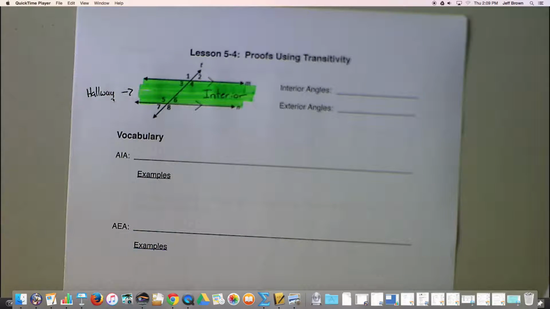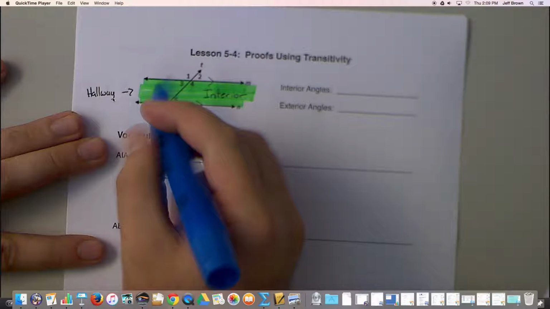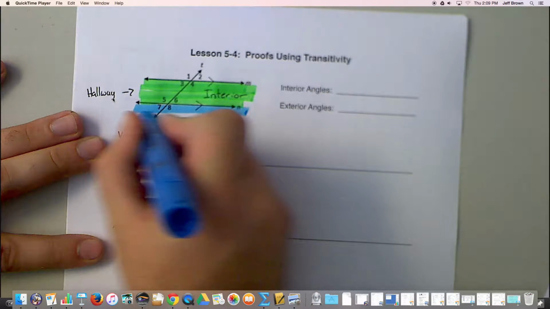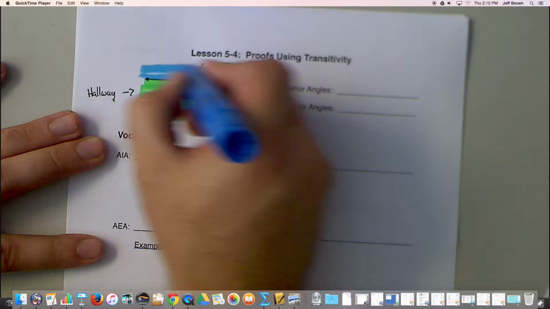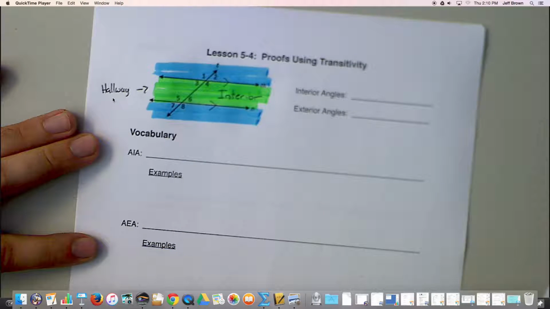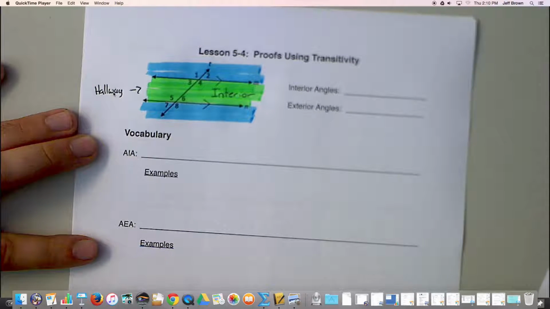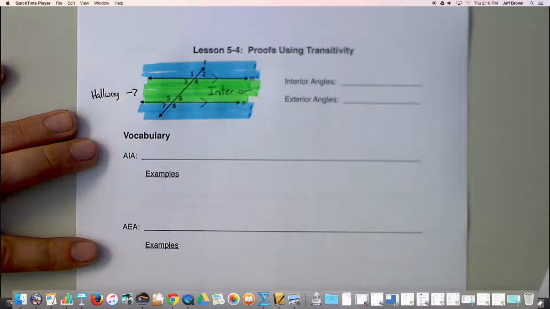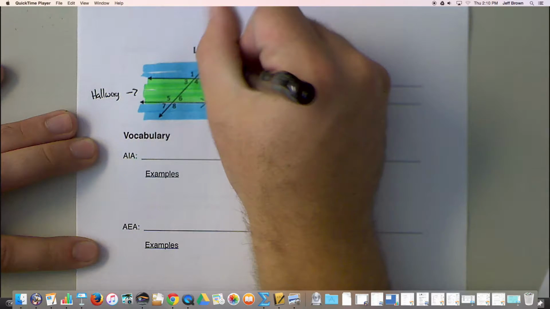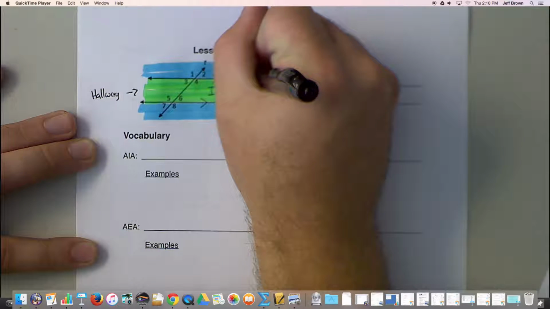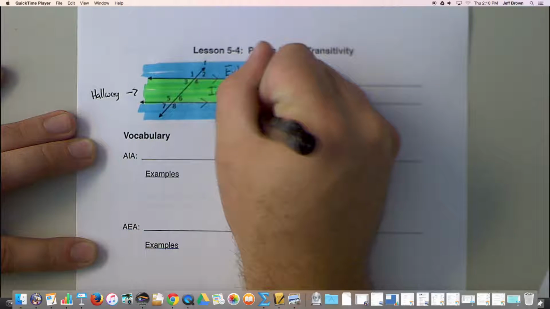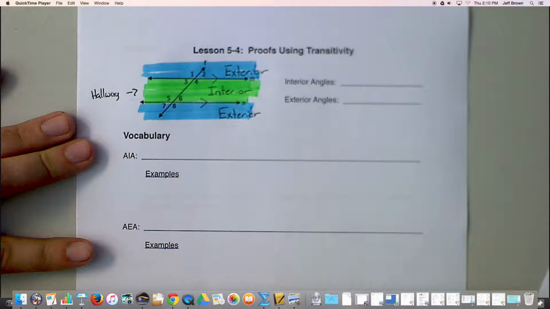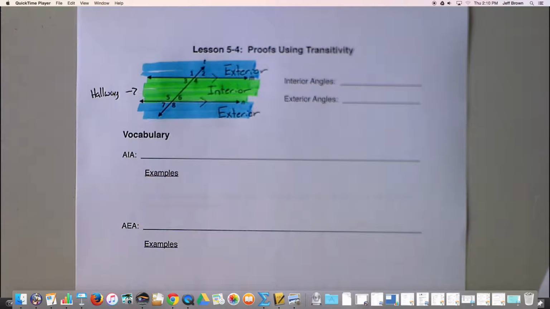But I also have an exterior. Exterior kind of means the opposite of interior. So those are the pieces that are outside of my hallway. I have one on the bottom, and I also have the same exterior on the top. Okay, so I have interior and exterior. Sorry, let me straighten this back out. So we have an exterior on the top and an exterior along the bottom.